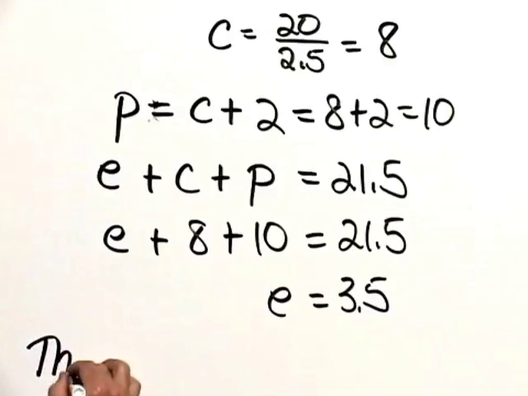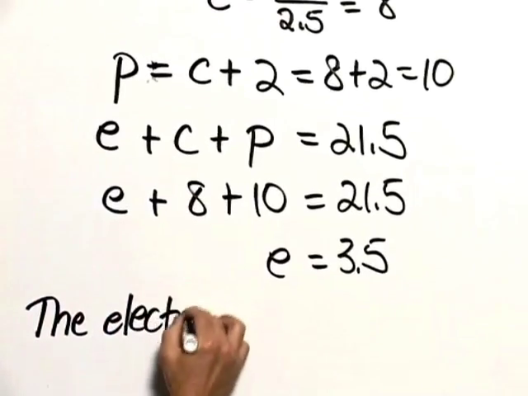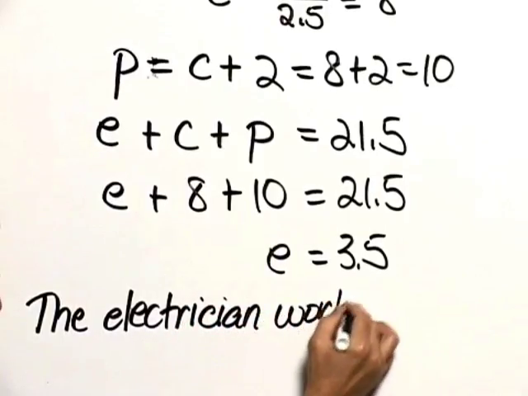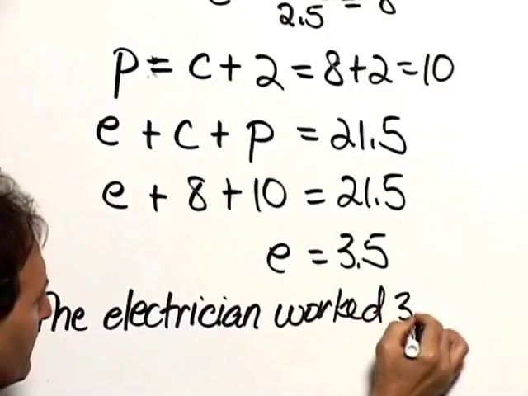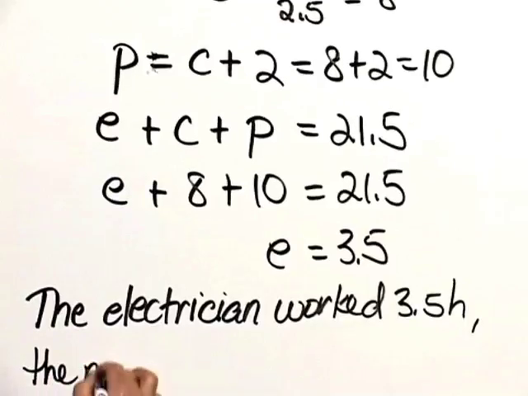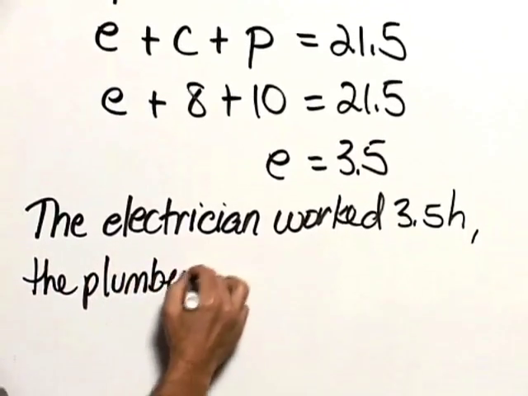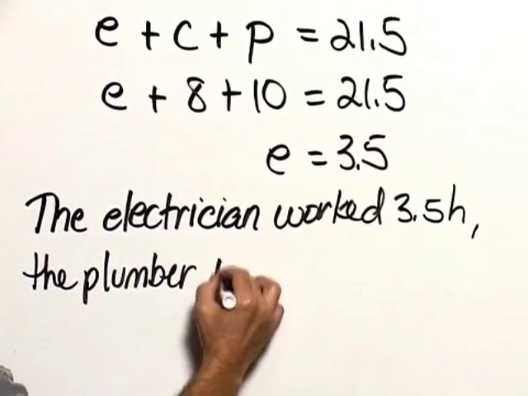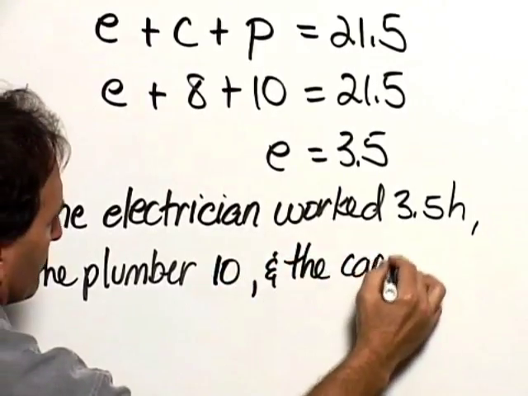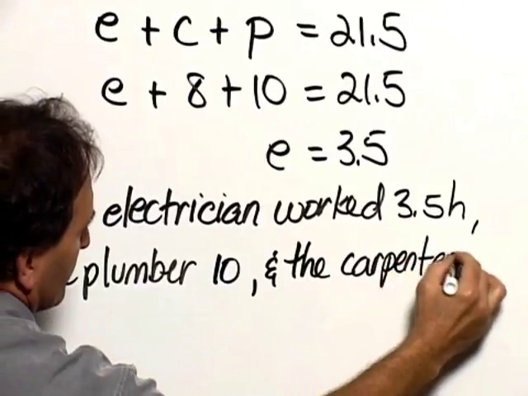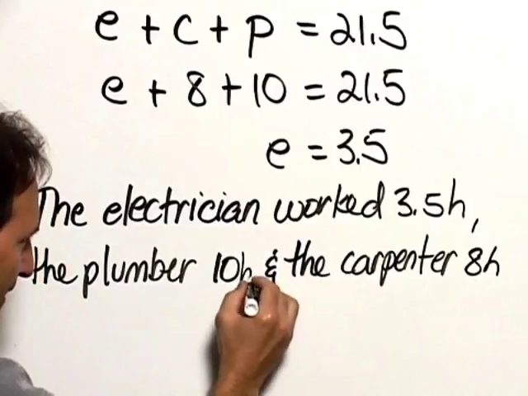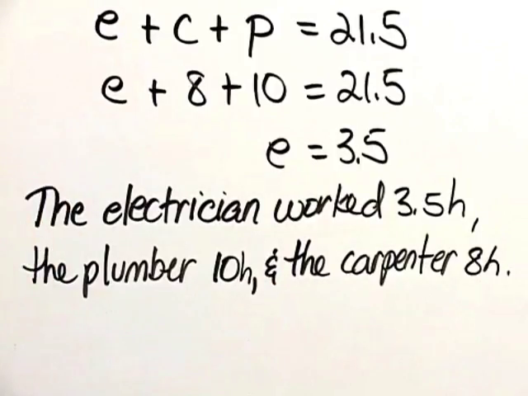The electrician worked 3.5 hours. The plumber 10 hours, and the carpenter 8 hours. And I forgot my hours here. Let me just stick that in. So there we have our answer.